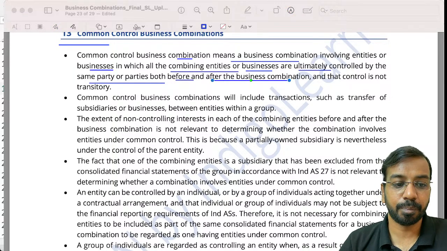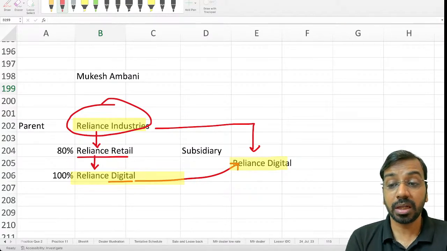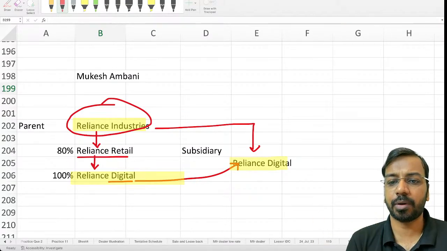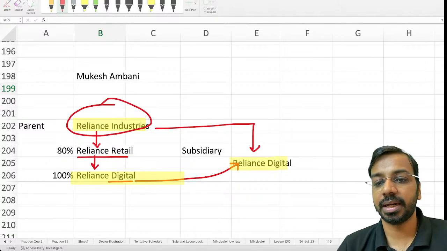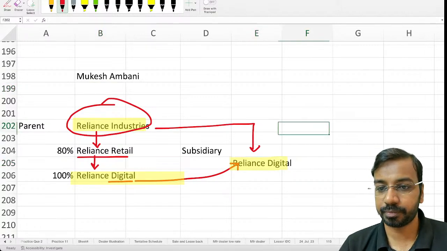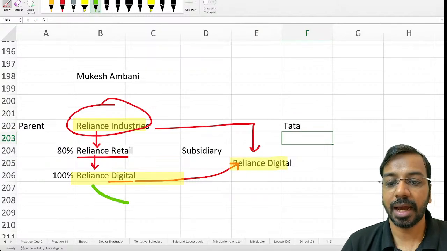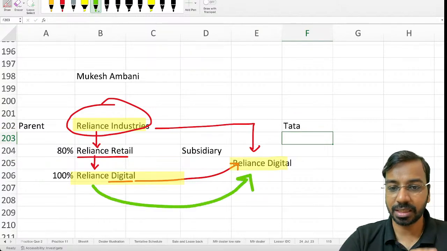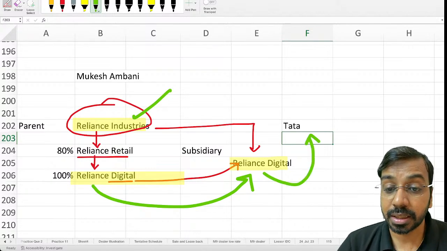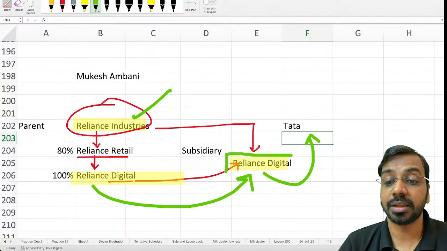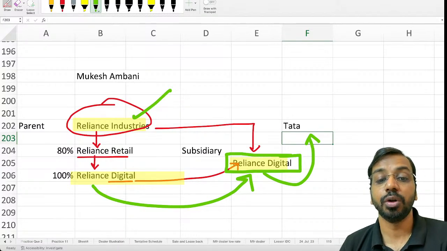Control is not transitory means, in the same scenario, Reliance Digital was separated only for a few months or a couple of months, and ultimately Reliance Digital was sold to a third party. Let us say Reliance Digital was acquired by Tata. First they moved Reliance Digital outside Reliance Retail and brought it under Reliance Industries. That is the first step. And then ultimately Reliance Digital was sold to Tata. Now this control movement was transitory. In this case, it is not a common control transaction. So that is one thing you have to keep in mind.